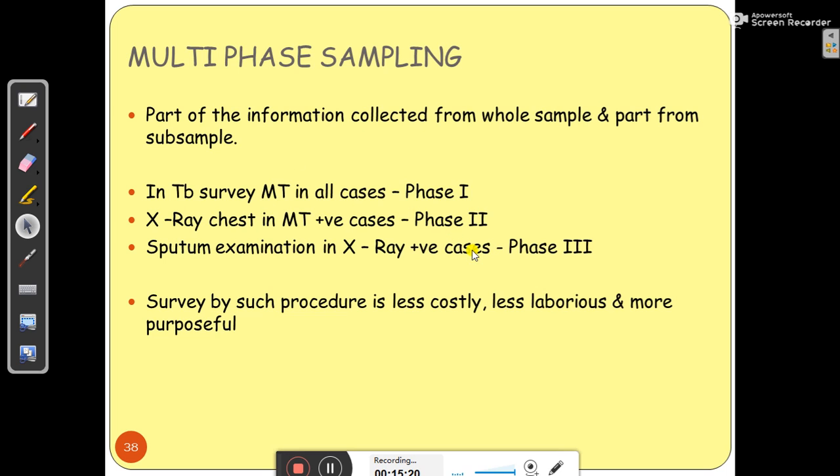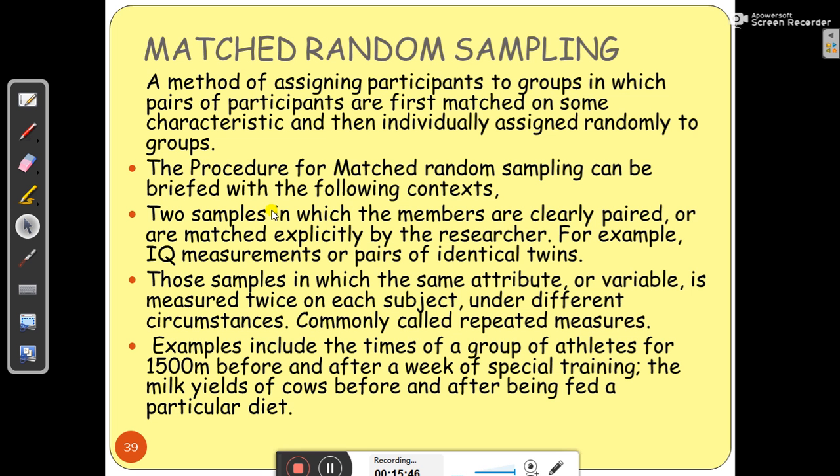Because every phase has a different meaning or a different way to collect information, or a different type of information is collected in every phase. Here you can see in the TB survey, suppose Mantoux in all cases is phase 1, X-ray in Mantoux positive cases is phase 2, sputum examination in X-ray positive cases is phase 3. So in that way you can create different phases for sampling. So this is a multi-phase sampling technique.